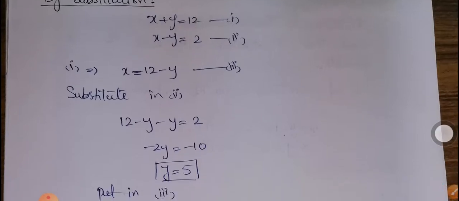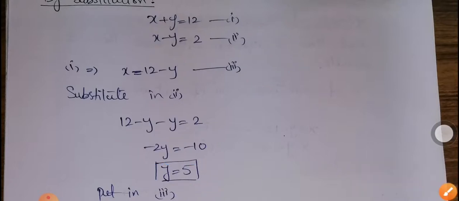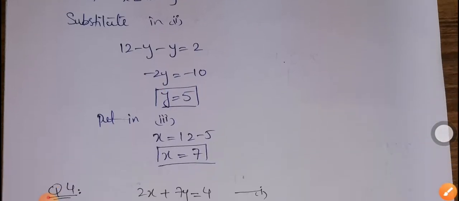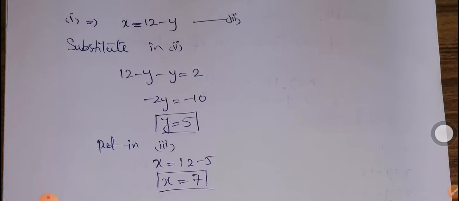Now we will substitute this in equation 2, which is going to be 12 minus y minus y is equal to 2, and simply y is equal to 5 in this case. Once we get the value of 5, we can put this value in equation 1, 2 or 3 to get the value of x. It's up to you which equation you want to choose. So inserting this, we get the value of x to be 7. So you can see that the answer is the same in all the cases.